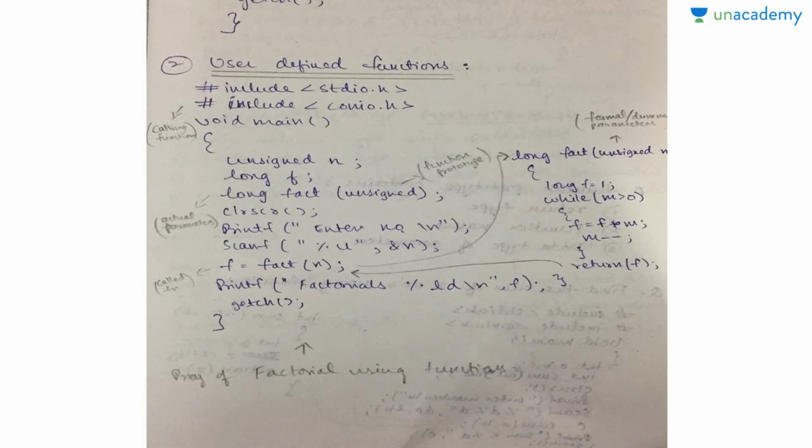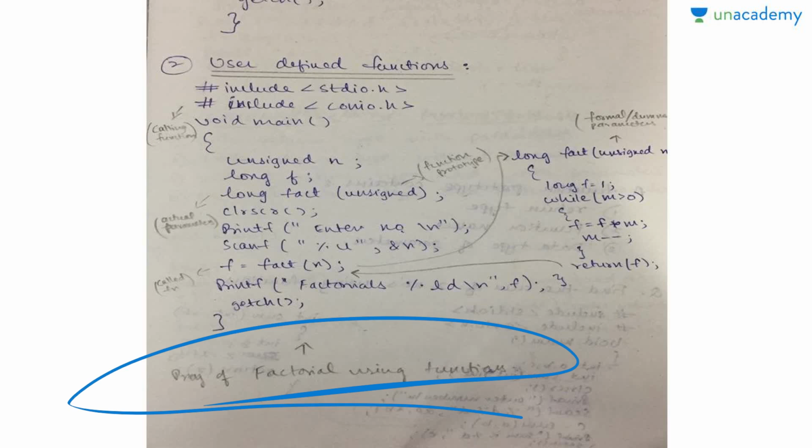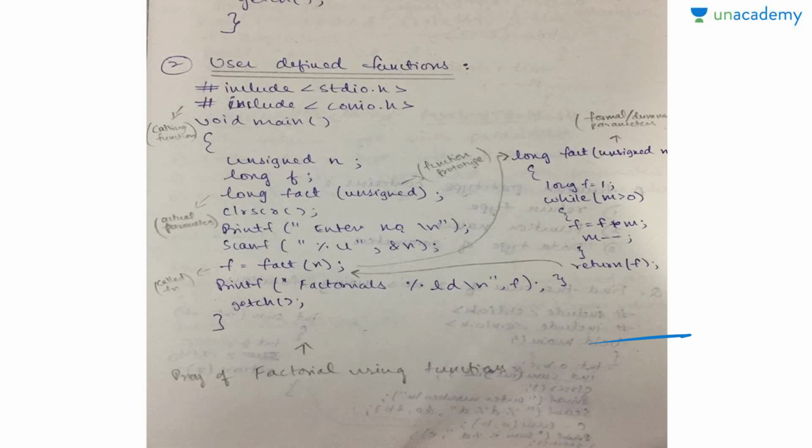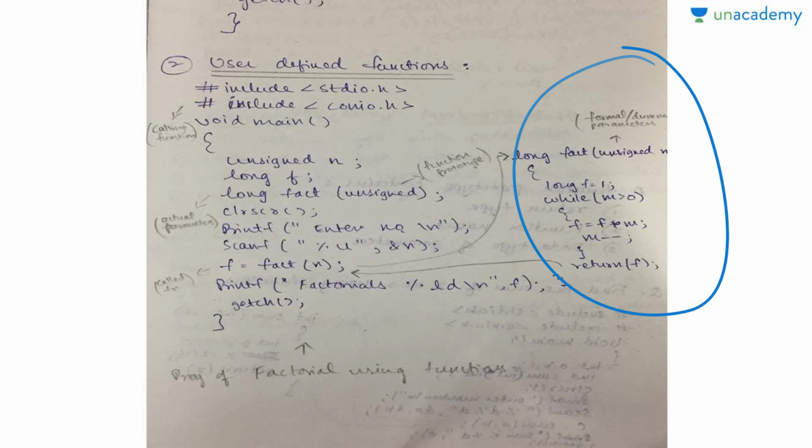And user-defined functions. User-defined functions are the functions which we define. Let us look at the program of the factorial function. See here, void main. Now here we have taken unsigned n, long f, long fact of unsigned, clrscr, printf, scanf, f is equal to factorial of n, printf factorial, getch. So here we have written this long fact as the user defined function.